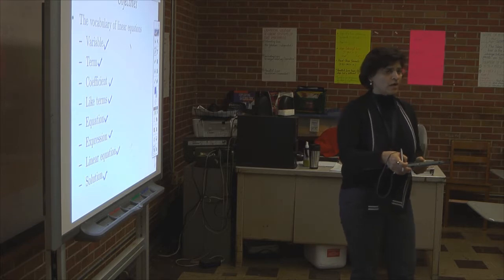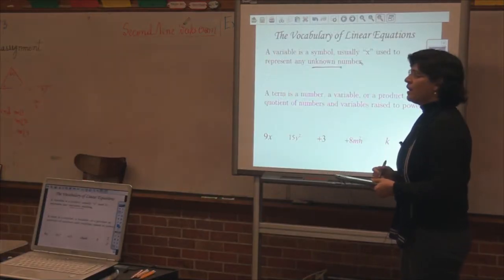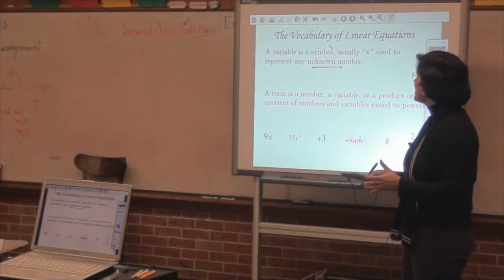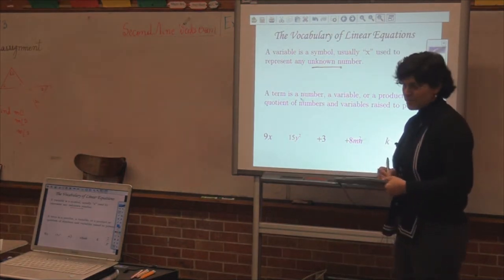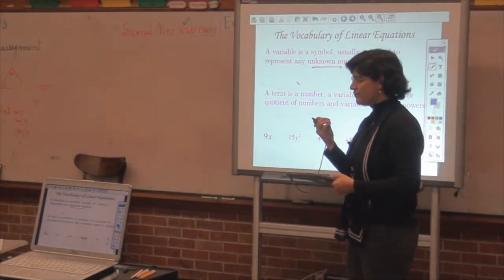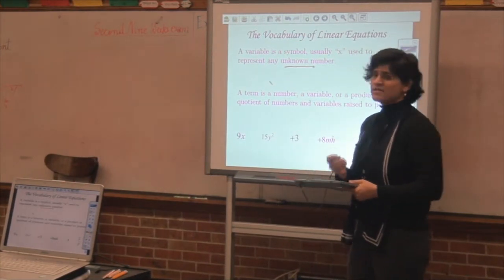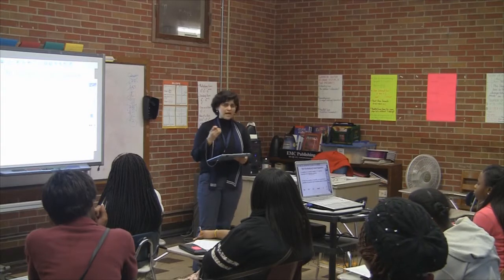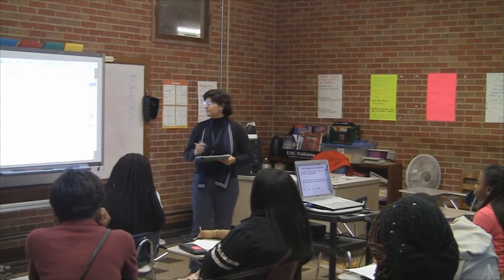So let's move on to what a variable is. A variable is a symbol usually represented by x, and it is used for any unknown number. But we can also use any other alphabet for a variable, and it could be a, b, c, or it could be x, y, z. It could be any alphabet. Basically, it's an alphabet that's used in place of a number.